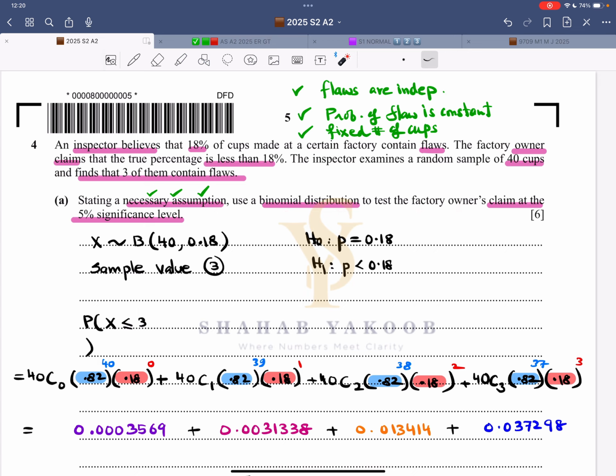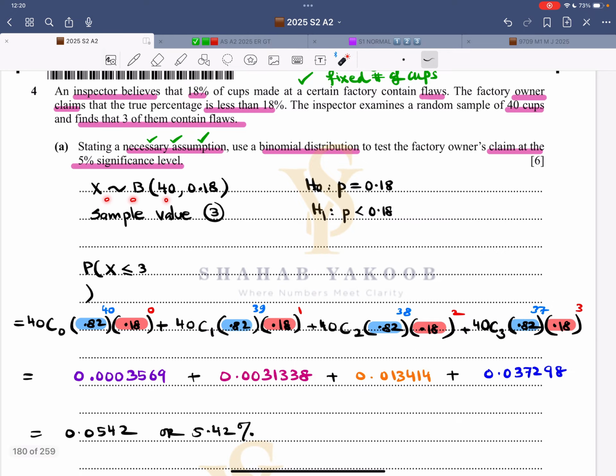So yes, we are focusing on that claim, but the suspicion is by the inspector. So now over here, flaws are independent. These are all the conditions for binomial. The number of trials are independent. The probabilities are constant. There is a fixed number of cups. So write in the context of this question as I have written.